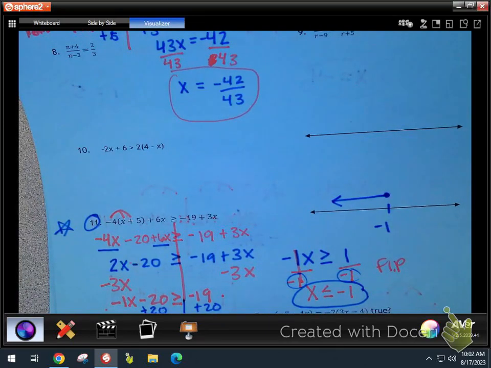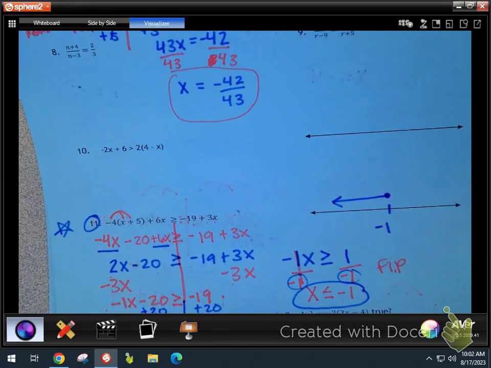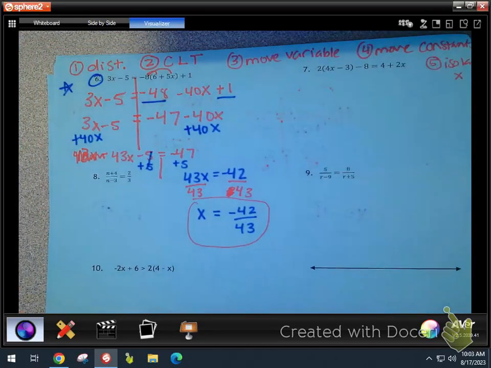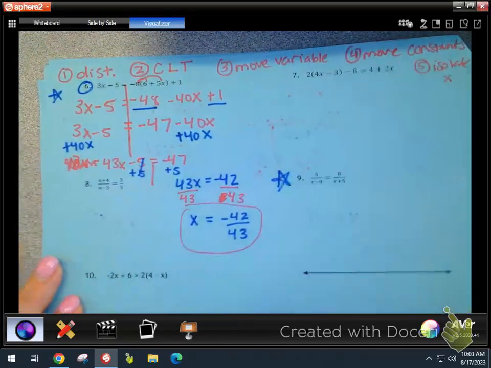I had 19. Okay, I like that question. Your answer is different. Let's talk about 9. This is going to be the last one I'm going to do, and I'm going to let you guys do Delta Math. Star number 9. What does that mean?